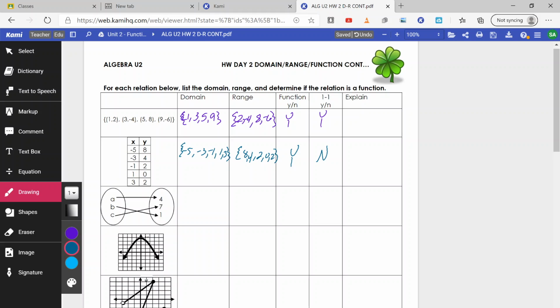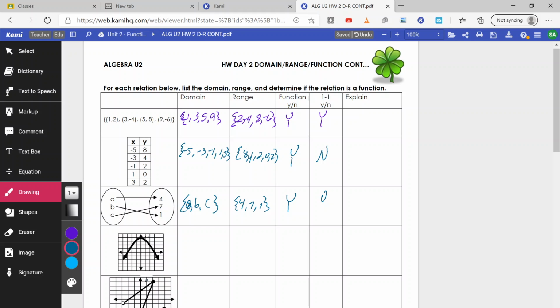For the mapping, our domain is what we have coming off. So our domain is A, B, and C. And then for my y values, my range is 4, 7, and 1. So in terms of the definition of a function, none of my x values repeat. That is true, so yes. 1 to 1, none of my y values can repeat. That is also true, so yes.